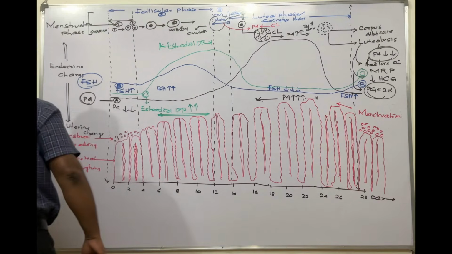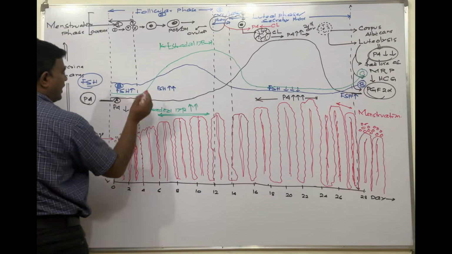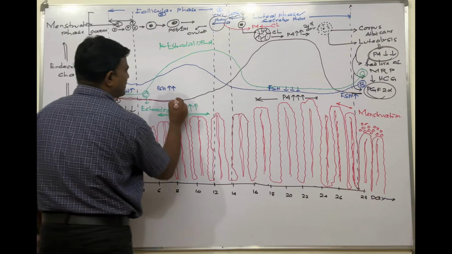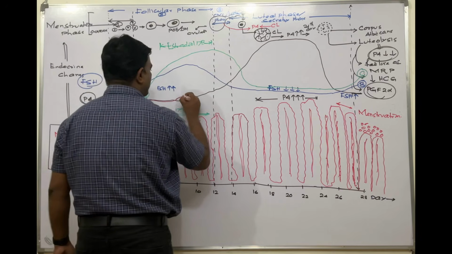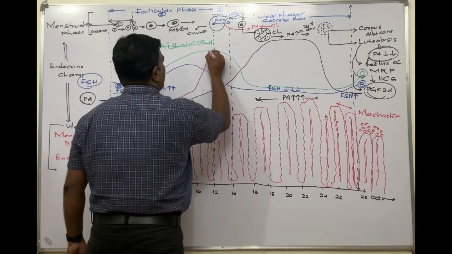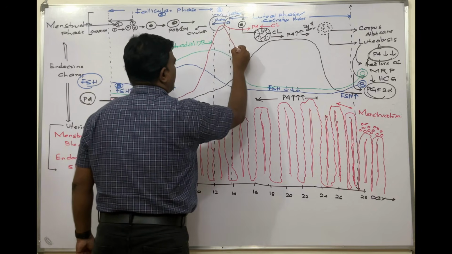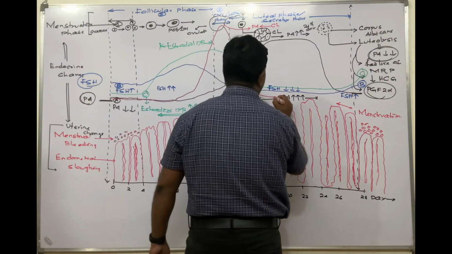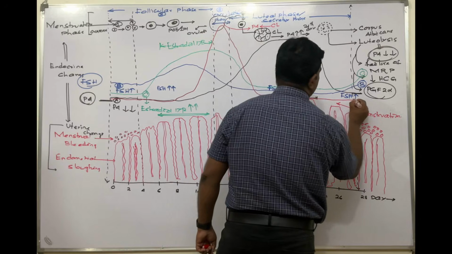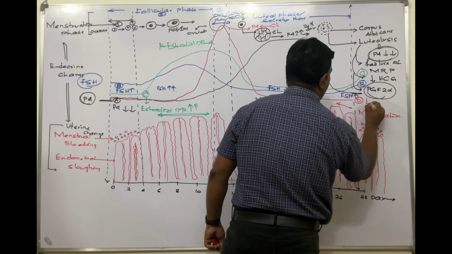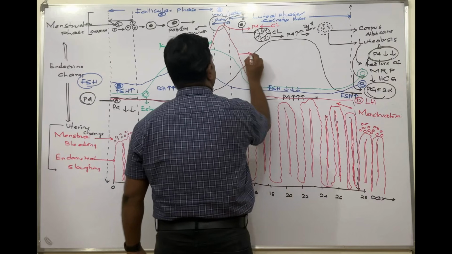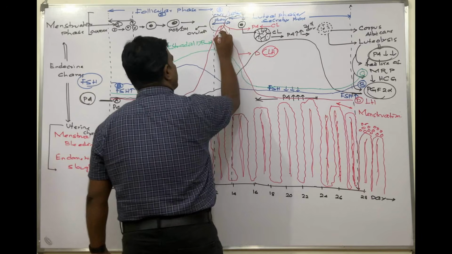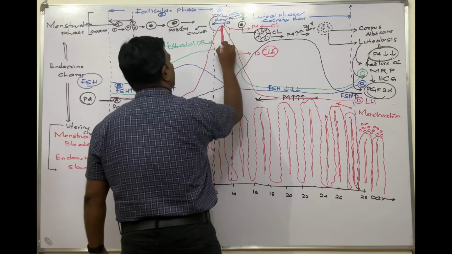Now, red pen, the theme of this lecture. LH, you see how low it is. This is LH, the red pen. But gradually it increases, and the peak is here at ovulation. Then it will fall, and it will go and maintain. So this is D, the LH. This is the LH hormone, and this is the peak during the time of ovulation.